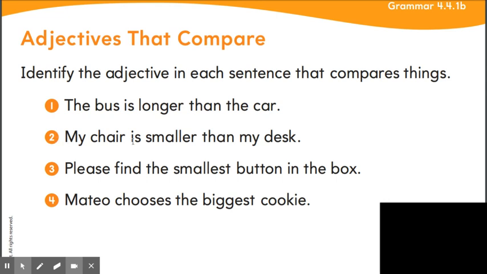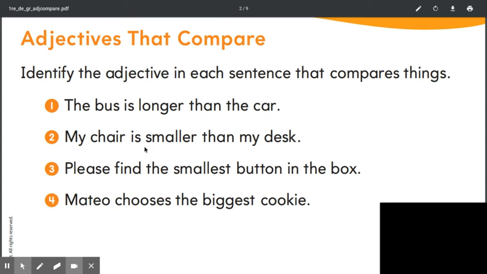Number 2, my chair is smaller than my desk. You should have chosen smaller. Smaller is the adjective. It compares the chair and the desk, two things, using ER. Small would be the base word.